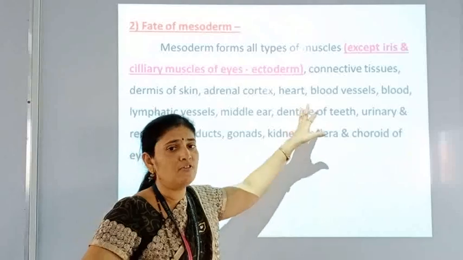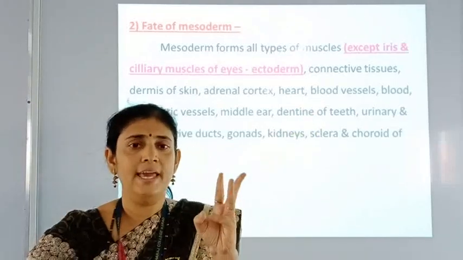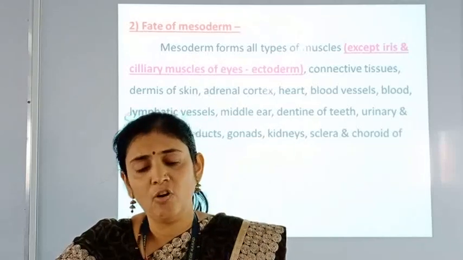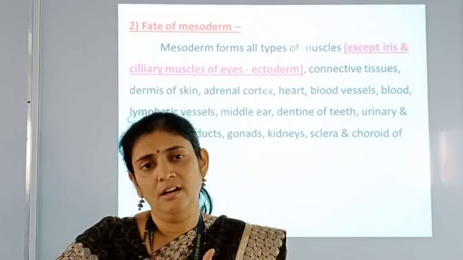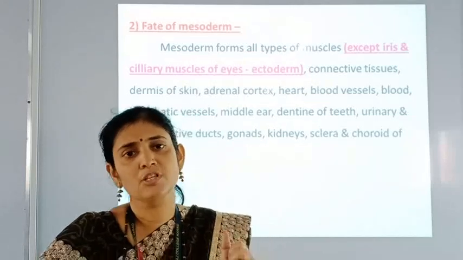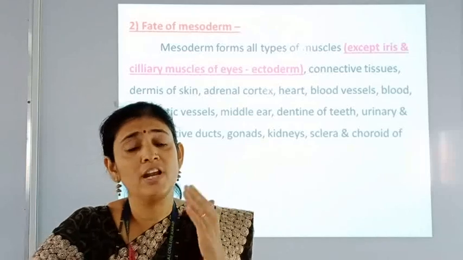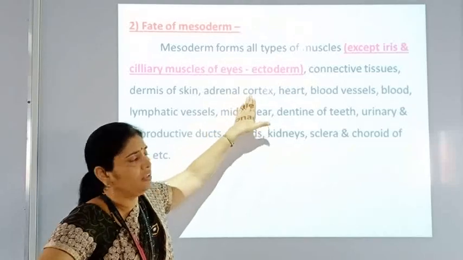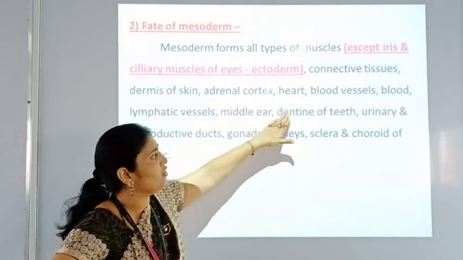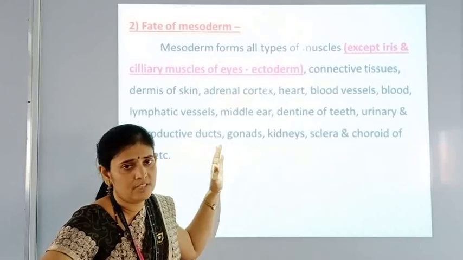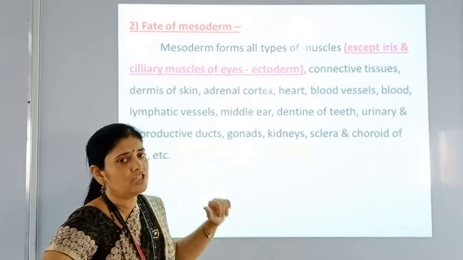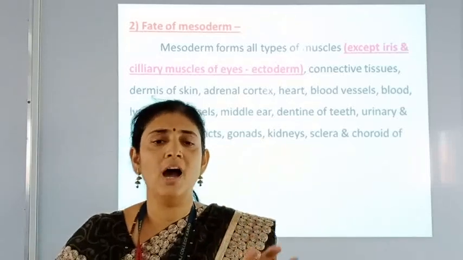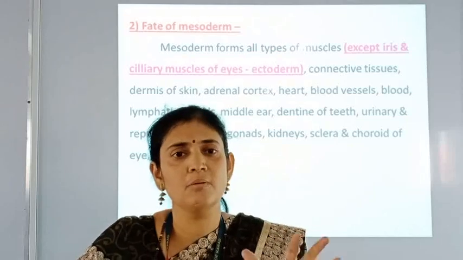Then all types of connective tissues, meaning areolar connective tissue, adipose connective tissue, bone, cartilage, tendons, ligaments, all these connective tissues are derived from this mesoderm. All the parts of the circulatory system are derived from this mesoderm. Adrenal cortex region, then middle ear, the dentine of teeth, the ducts of the urinary system and the reproductive system, the gonads, kidneys and the sclera and choroid layers of the eyes are derived from this mesoderm layer.